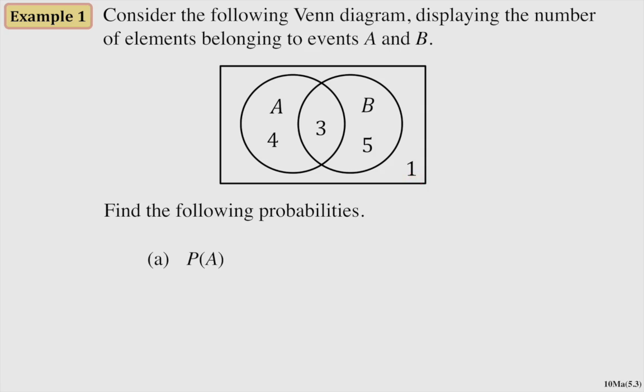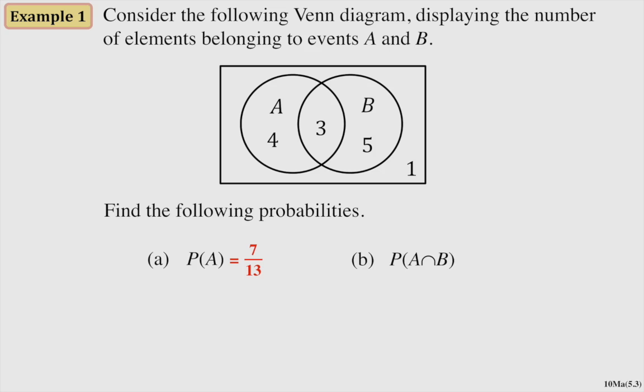So the first question is to find the probability that you would get an element from circle A. So we look inside circle A. All of the numbers inside circle A, 4 and 3, add up to give 7. So there is 7 out of 4 plus 3 plus 5 plus 1. So it's 7 out of 13 because 4, 3, 5 and 1 add up to give 13. That's what we've done normally. There's nothing new.